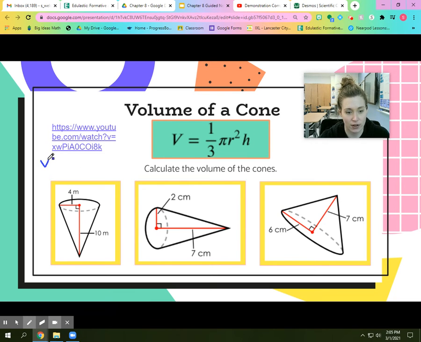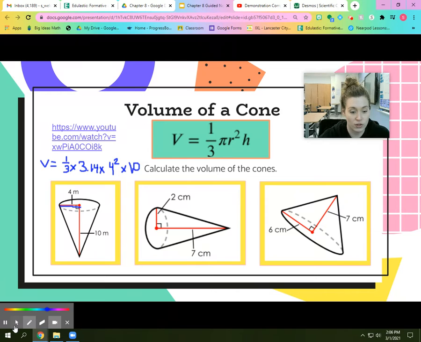I'm going to say volume equals 1/3 times pi. We're going to use 3.14 for our pi, just like last time, times the radius. Radius is the measure halfway across the circle. So radius is 4 squared, times the height, which is 10.